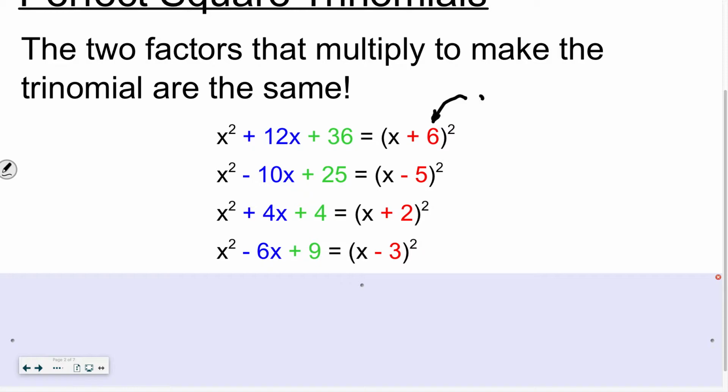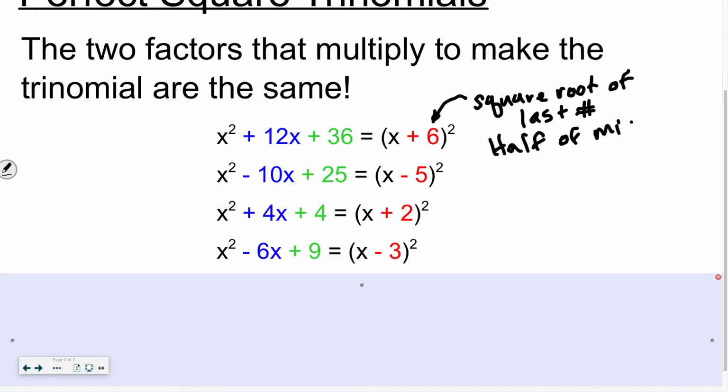Okay, so the red number is the square root of the last number. As you look at those red numbers in the final answer, how do they relate to the blue number? They are half of the middle term. Okay, so that's going to be an idea important for us as we work to complete the square.